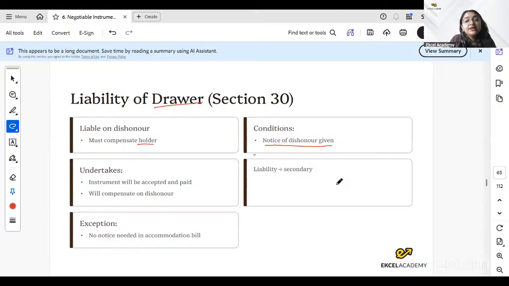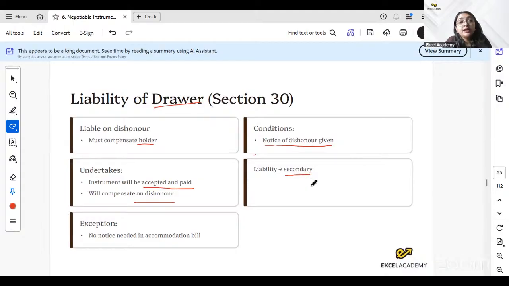Okay, then in that case your drawer becomes liable to the payee. The drawer undertakes that the instrument will be accepted and paid, and will compensate on dishonor. So when I am issuing a check as a drawer in favor of B, it is my responsibility that the check will be accepted and paid as well. And my liability is secondary.